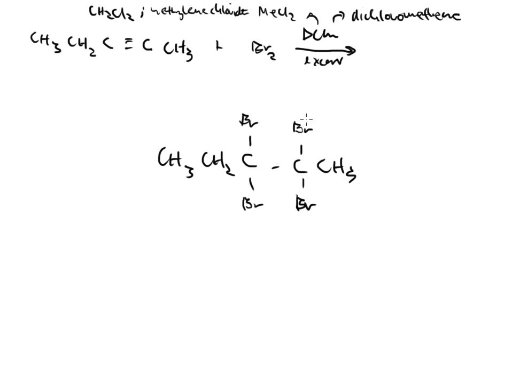All right, so how do we name this thing? Longest carbon chain is 5, so this is a pentane. And then on carbon 2, I have a bromo. On 2, I have a bromo. On 3, I have a bromo. On 3, I have a bromo. I've got 4 groups attached there, don't I? So this is a 2,2,3,3-tetrabromopentane. There you go.